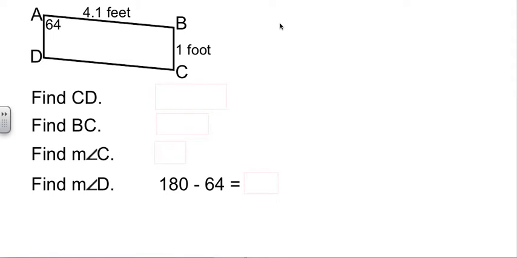So let's consider this beautiful parallelogram. And our job is first to find the length of CD. Well, CD will be the same as AB, so it's 4.1 feet. Find BC, well, that's kind of silly. If it tells me it's 1 foot, then it's 1 foot. Kind of a trick question, I guess.